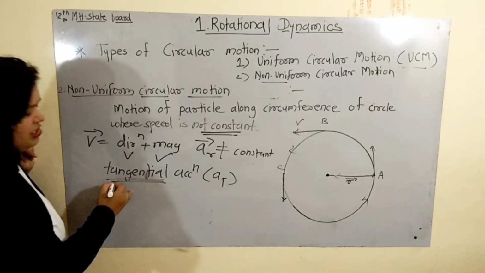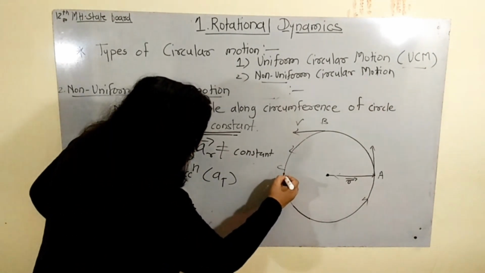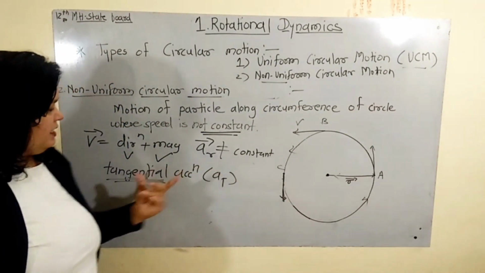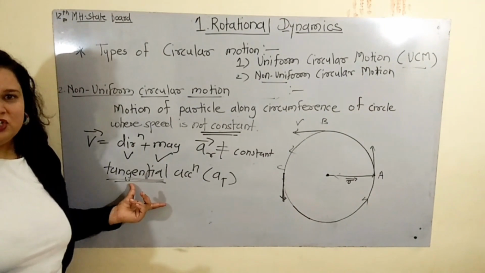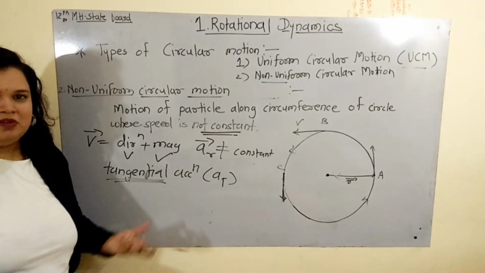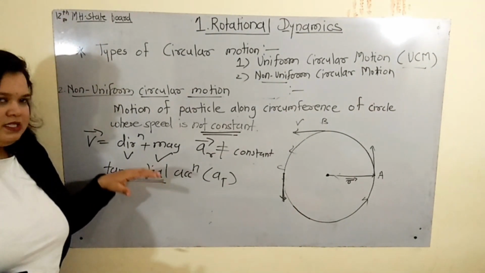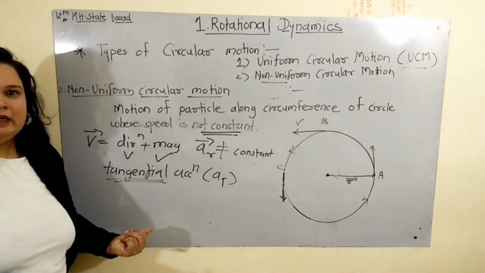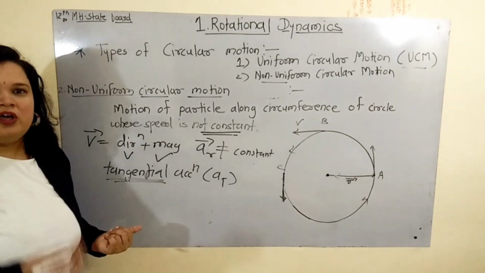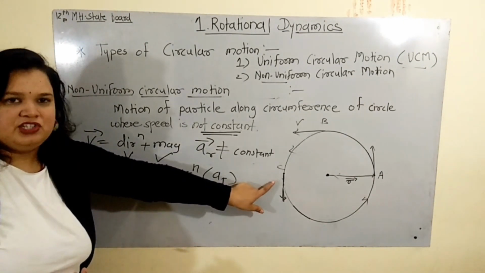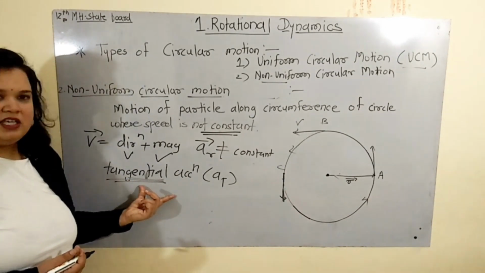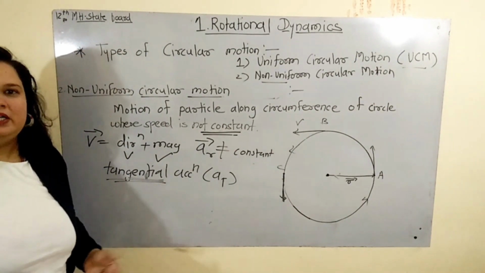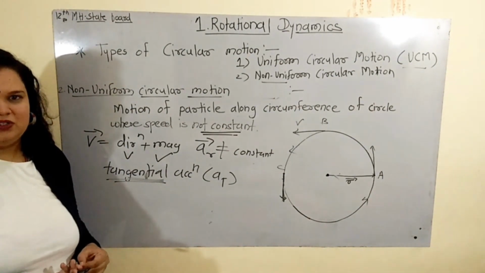The word tangential means tangent to the path. Here velocity is tangential. This acceleration is also tangential, which is responsible for change in magnitude of velocity. That means if we take the direction of this acceleration, it is directed along with velocity or in opposite to that of the tangential velocity. Tangential acceleration is always directed in the direction of velocity or it is opposite to that of the velocity.